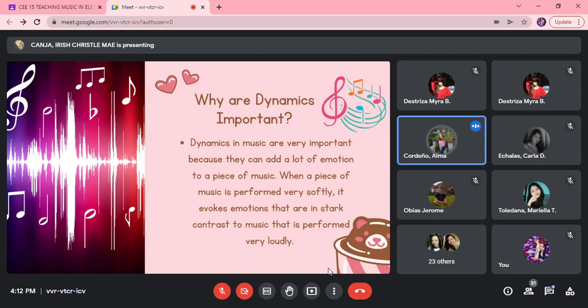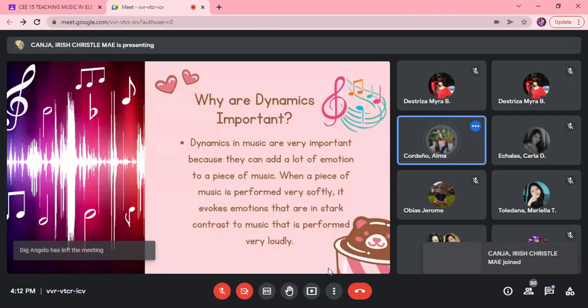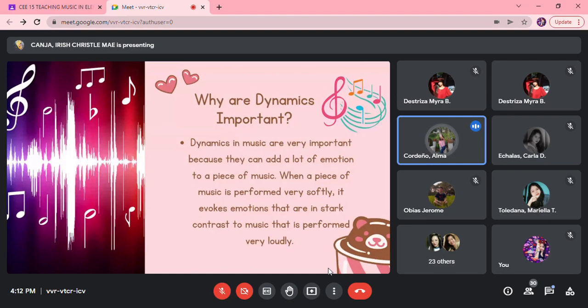Why are dynamics important? Dynamics in music are very important because they can add a lot of emotion to a piece of music. When a piece of music is performed very softly, it evokes emotion that is in stark contrast to music that is performed very loudly. It's important not to confuse how loud or soft something is on a recorded performance. It is easy to turn the volume up or down using electronic devices.